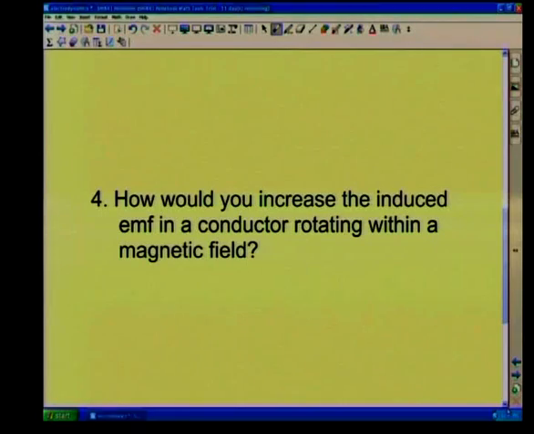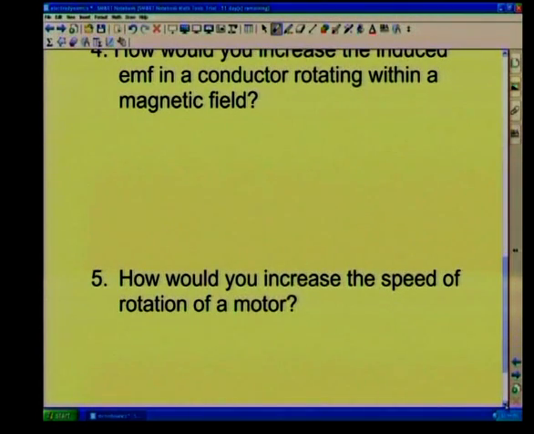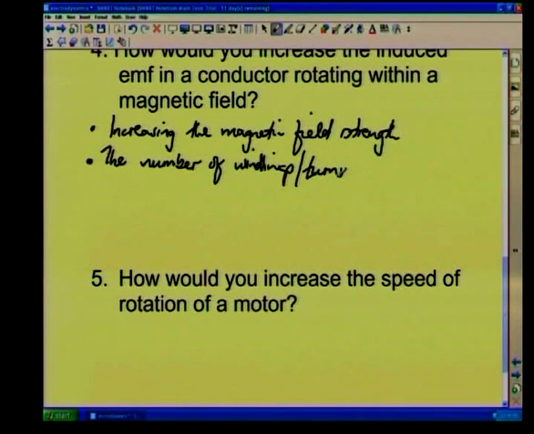The next question: how would you increase the induced EMF in a conductor rotating within a magnetic field? You can increase it by increasing the magnetic field strength. You can also increase it by increasing the number of turns or windings on your coil.